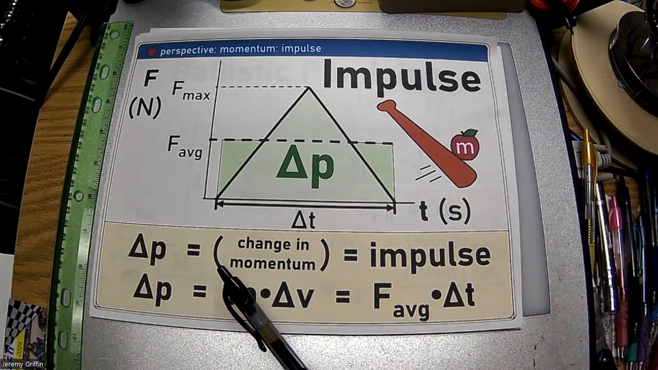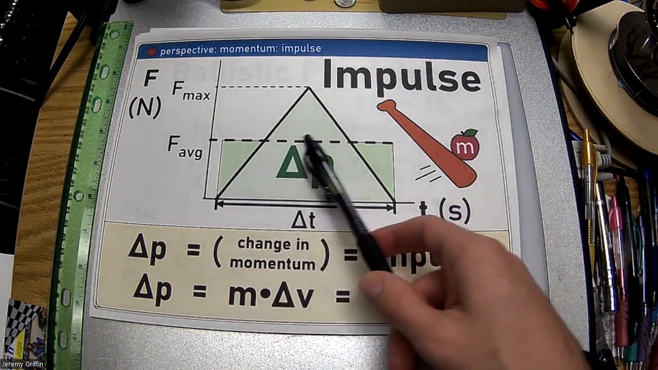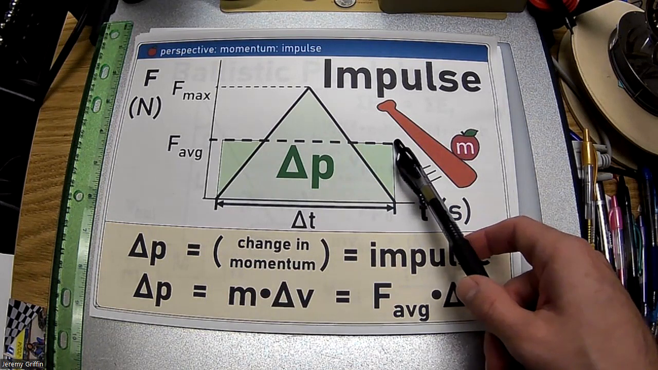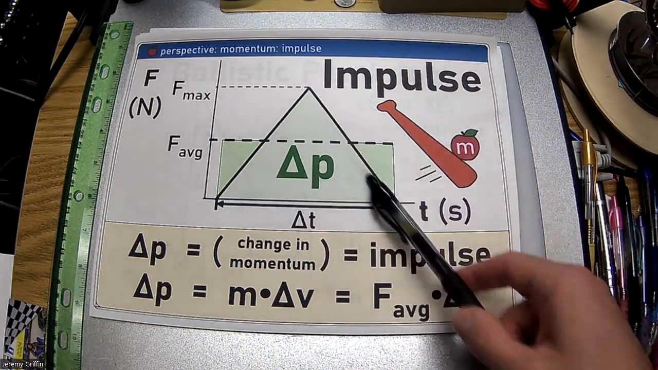So, area under force versus time, right? Now, it could be a constant force for some time. That's okay, in which case you get a rectangle shape. But more often than not, you'll tend to see these triangle-type shapes.